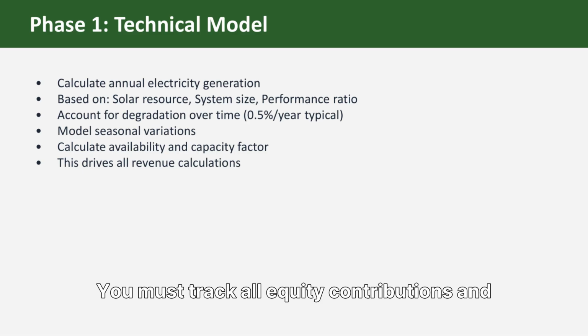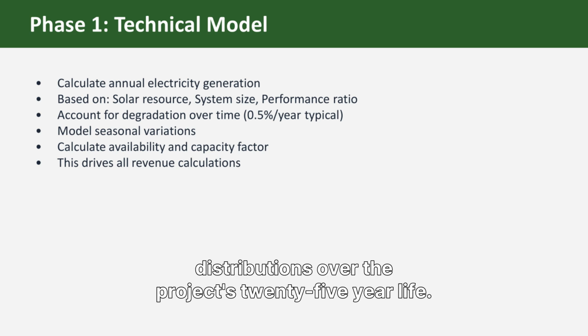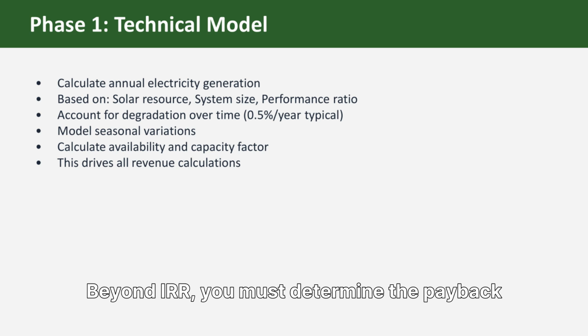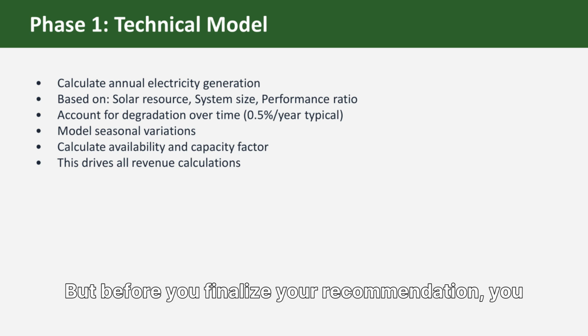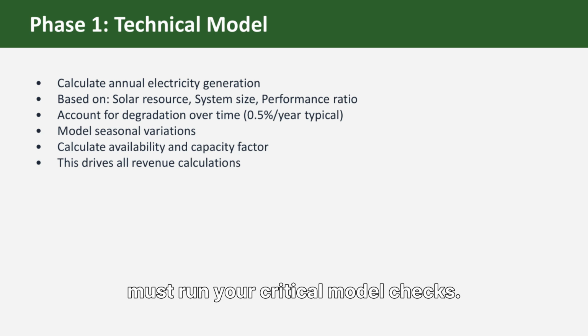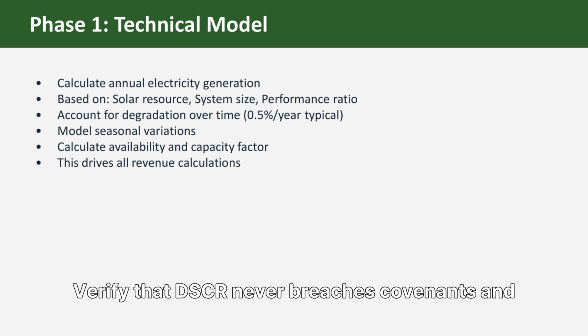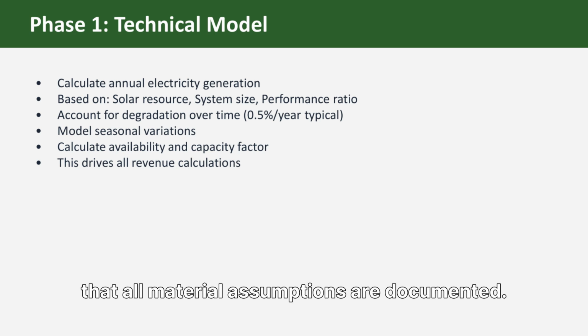You must track all equity contributions and distributions over the project's 25-year life. Beyond IRR, you must determine the payback period. But before you finalize your recommendation, you must run your critical model checks. Verify that DSCR never breaches covenants and that all material assumptions are documented.